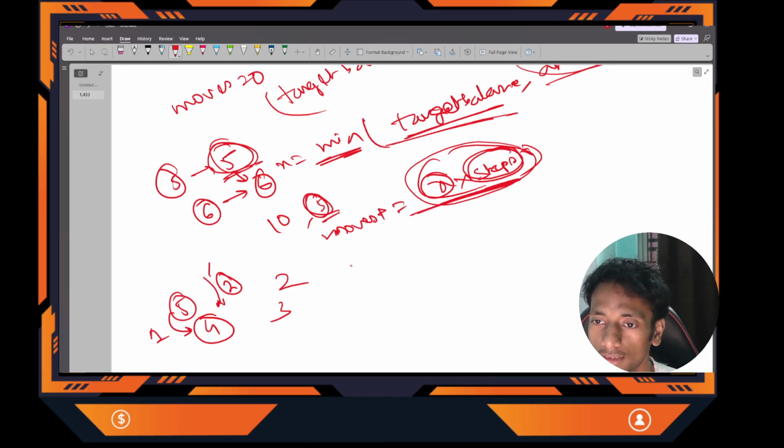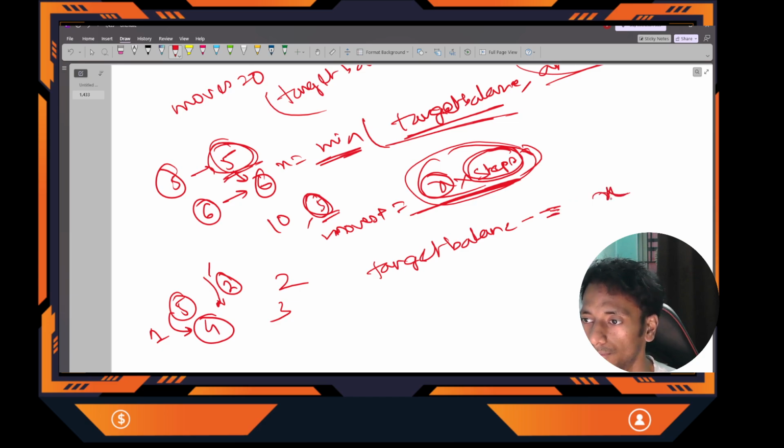And after this I will also adjust our target balance with x, because I have already transferred amount x, so the target balance will now be target balance minus x. Got it? It means I want to achieve 10, but I have already transferred 5. So our remaining target balance is 10 minus 5, which will be 5 now.